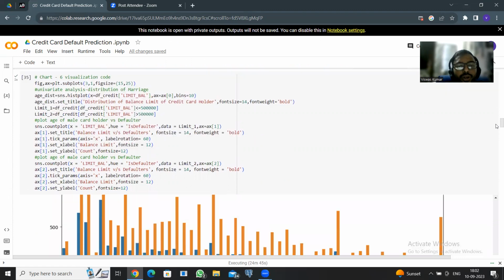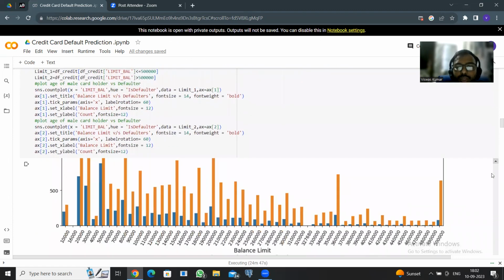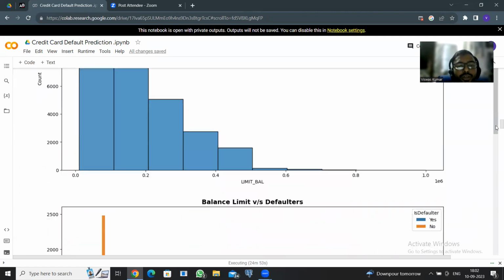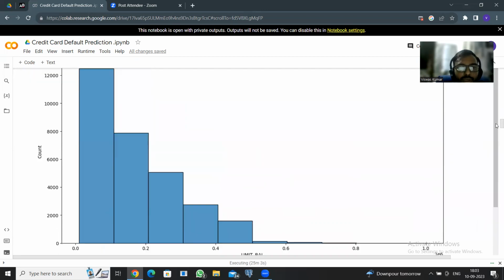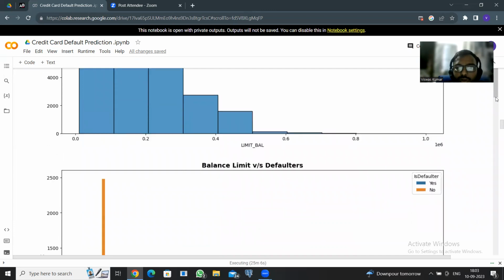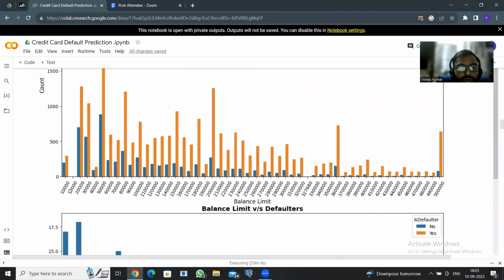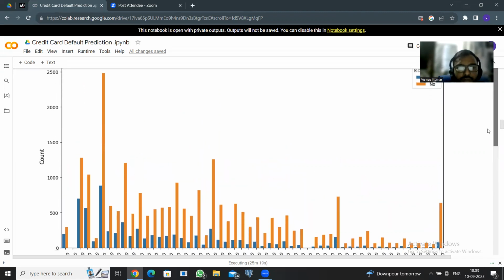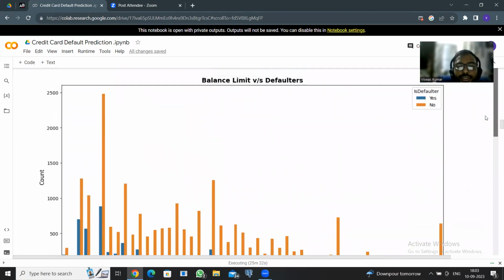Visualization of the payment next month column. Here we can see the distribution of the balance limit of credit card holders. It is in e power 6, varying from 10,000 to 10 lakhs. Most of the credit card holders have a limit of around 10,000 to 5 lakhs. Here we can see that the defaulters are in the blue color.